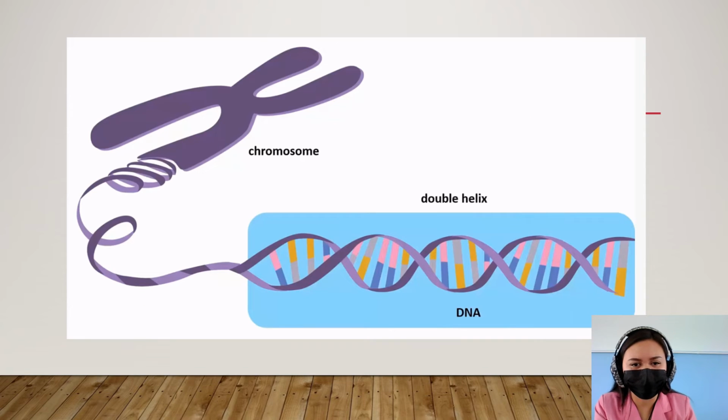So here, this one is the chromosomes, right? It's like X. It's a big X. In a chromosome, you can see small strips. And we call these strips DNA. And this one is a double helix. You can see the double helix. And there you can see the DNA. We call it DNA inside the chromosomes.